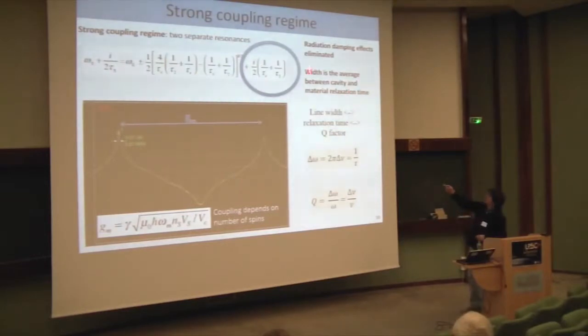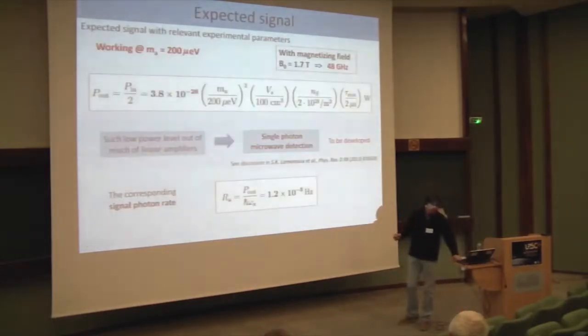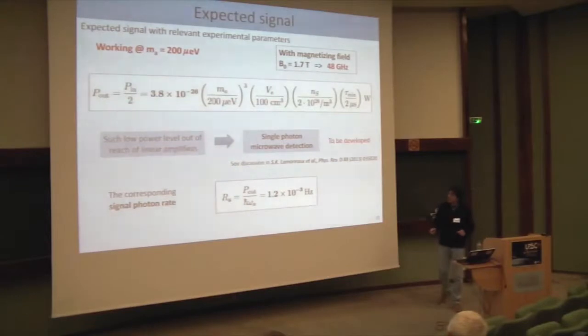And so radiation damping time effects are eliminated, and the actual line width of your hybrid mode is related to the average between the cavity mode and the natural T2 of the ferromagnetic resonance. From now on, I will always say line width, relaxation time, Q factor, mixing them together, because more or less you're always defining the same thing: the line width is the inverse of the relaxation time. The Q factor is just this ratio over here.